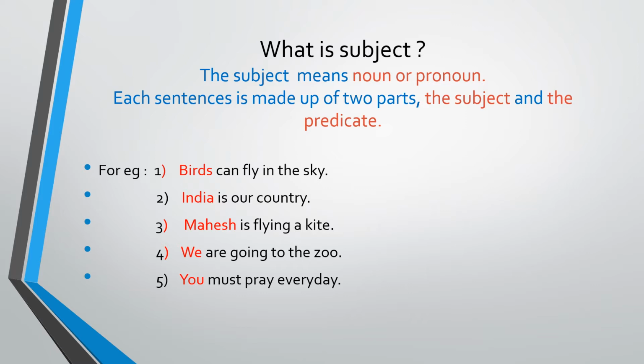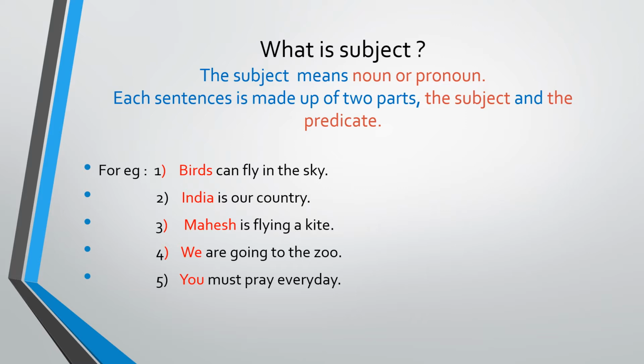It means a sentence always begins with a noun or pronoun. Without that, a sentence never starts. Anyway you speak, you start, you can prepare a sentence. It should be first a noun or pronoun at the beginning of the sentence, and it begins with a capital letter. See here, I have given you 5 examples. In these 5 examples, whatever you can see in red color, all these are nouns or pronouns, and that is known as a subject.